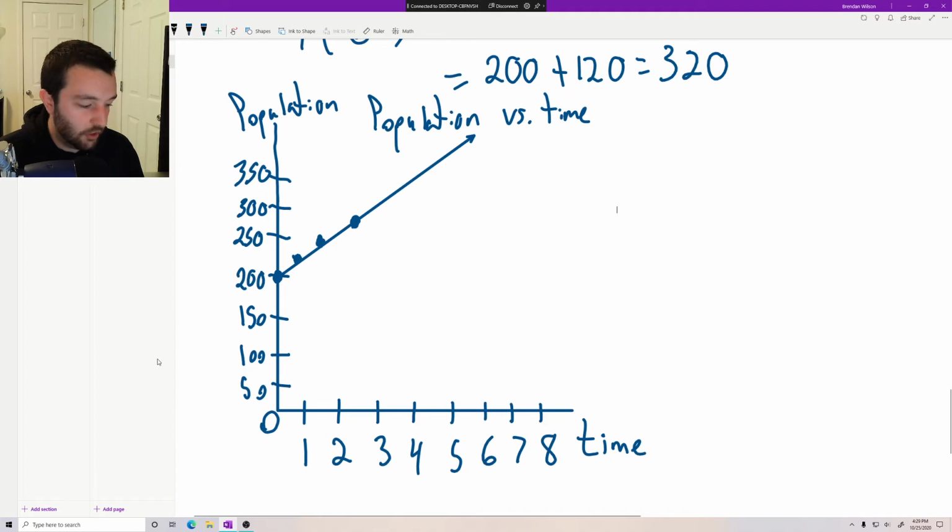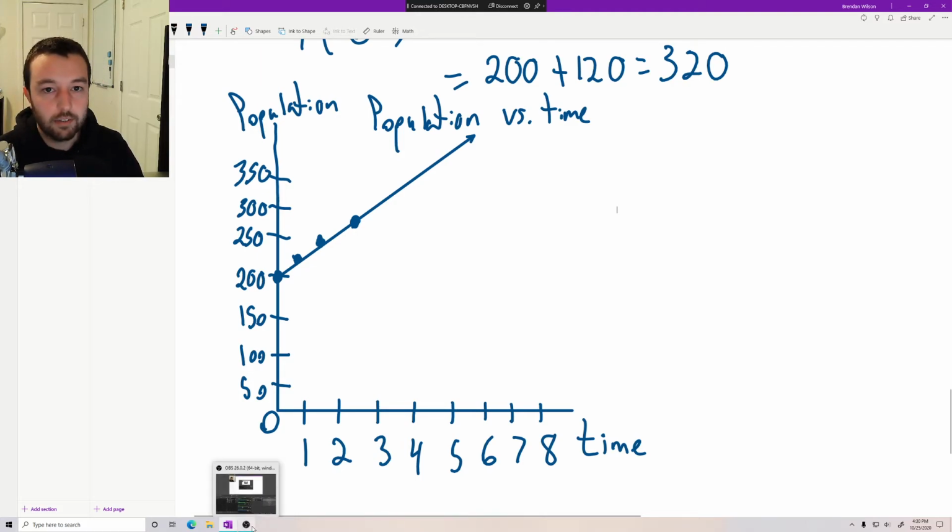The book will have some better drawings of this. At time 6, this is all off scale, so it doesn't look very good. But at time 6, you should have around 320, which according to our scale is a little bit off. But don't worry too much if your graph's off. You just want it to be close. If you were doing it on a computer, it'll look a little better. Let me show you how it will look on a graphing calculator.